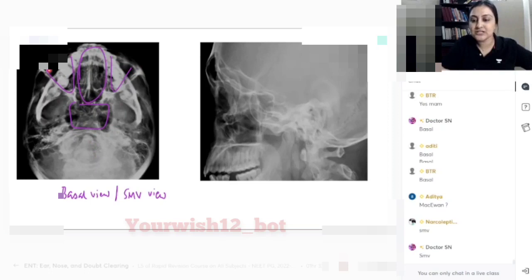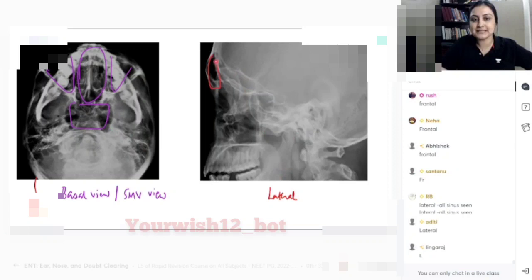Which sinus do I not see here? I'll tell you. Just hold on, I'll tell you everything. Yes, the frontal sinus is not seen here, right? So here also I'm not seeing one sinus, which is the frontal sinus. What is this view? This is just a very easy lateral view, right?